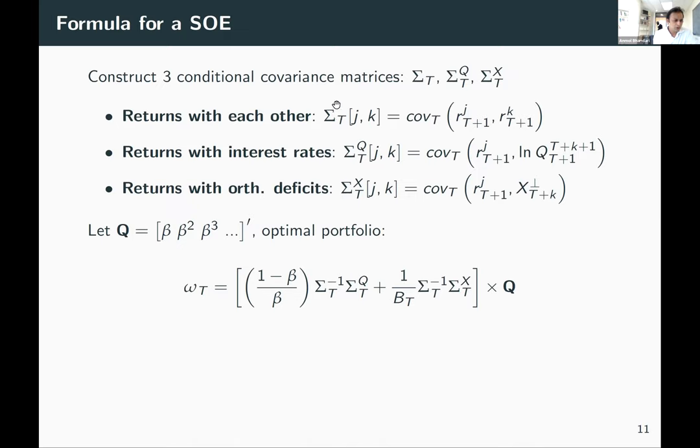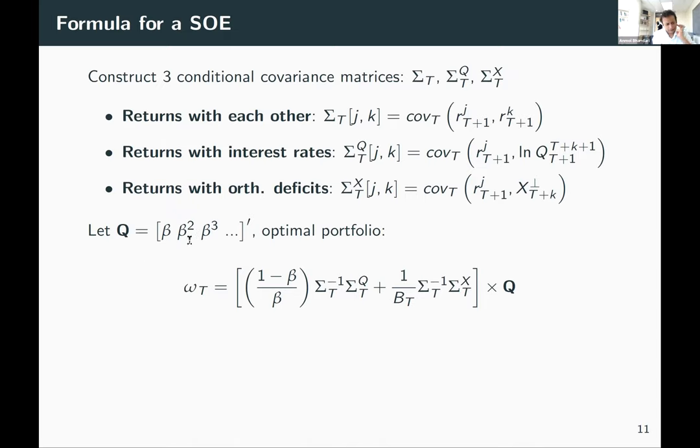So once I have these three covariances, another thing I need is a vector Q, which is just a set of exponentially declining weights, beta. Okay, so beta, you can think of beta as the inverse of the average return or the discount factor of the household.